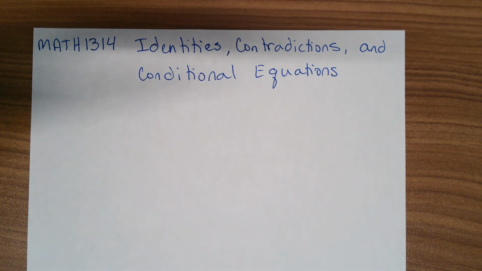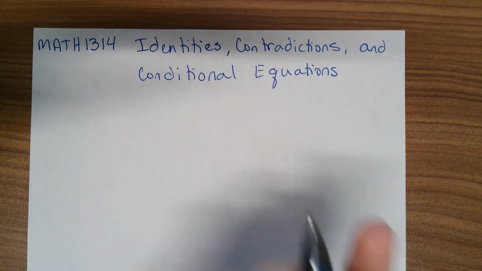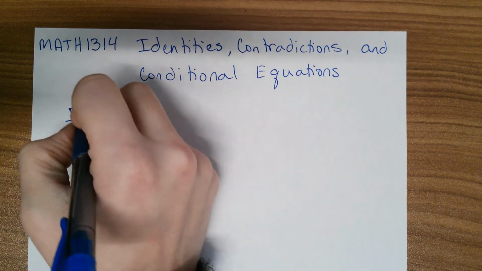All right, when solving equations, we have three different possibilities. We could get an identity, we could end up with a contradiction, or we could end up with a conditional equation or a conditional solution. So how do I know when I have any of these? So let's start with an identity.